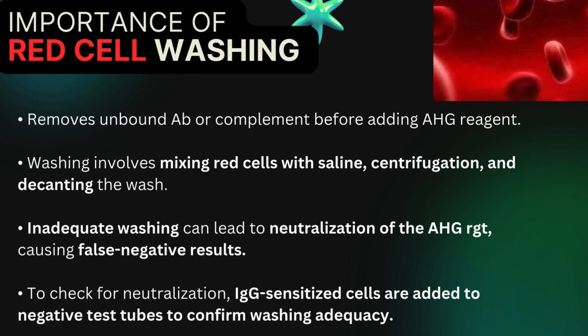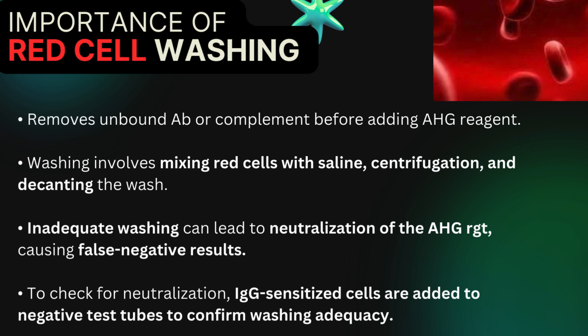One critical point to remember is that inadequate washing can cause the AHG reagent to be neutralized. This in turn may produce a false negative result, which is something we want to avoid at all costs in our testing. To ensure the washing process is thorough, we add IgG sensitized cells to any negative test tube. This step confirms whether the washing was adequate by checking for any signs of neutralization. By adhering to this meticulous washing process, guys, we can confidently interpret our test results.